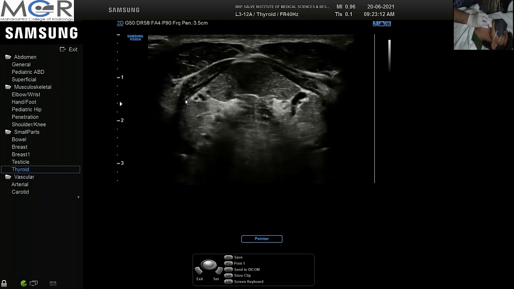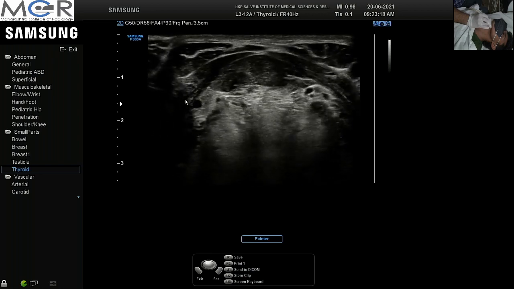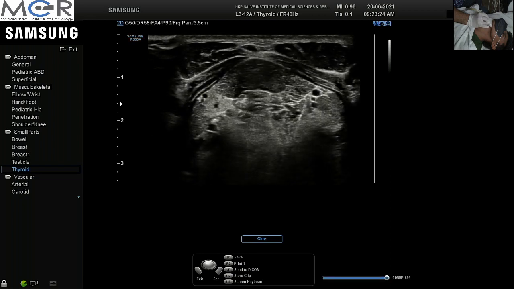So if we want to revise the anatomy, I'll just freeze the image, and then we can once again go through the anatomy and revise it. So this is the anterior belly of digastric on the right side. This is the anterior belly of digastric on the left side. Mylohyoid muscle is coming over here. The center one is the geniohyoid muscle. On either side we have got genioglossus. This is the sublingual gland.